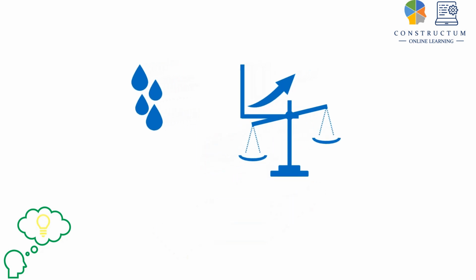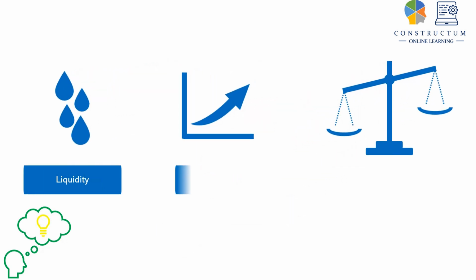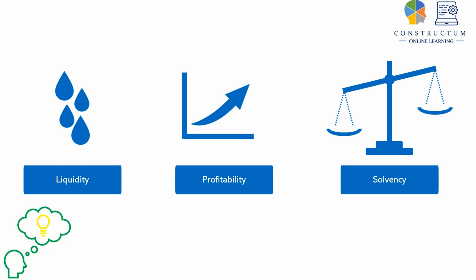Online Learning. For you to successfully run your business, you must maintain financial controls. Control over liquidity, profitability, and solvency. Liquidity, that's cash flow, how money flows into and out of your business. Profitability, how well you use your business's resources to generate profits. And solvency, assets versus liabilities, how well you use profits to grow the value of your business.